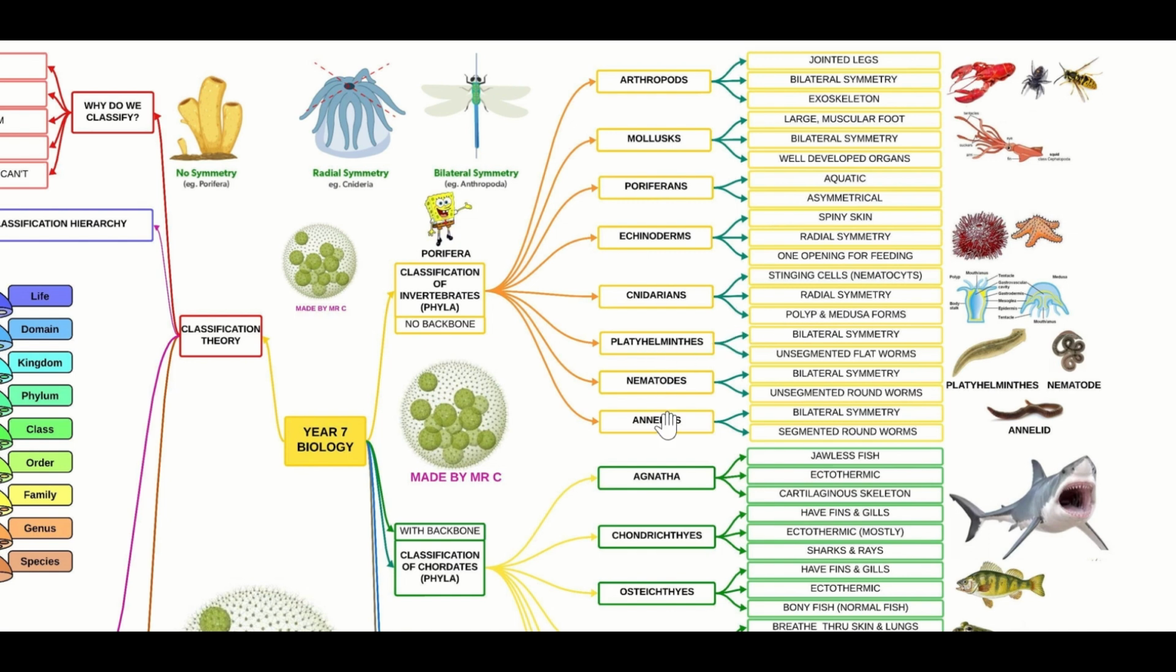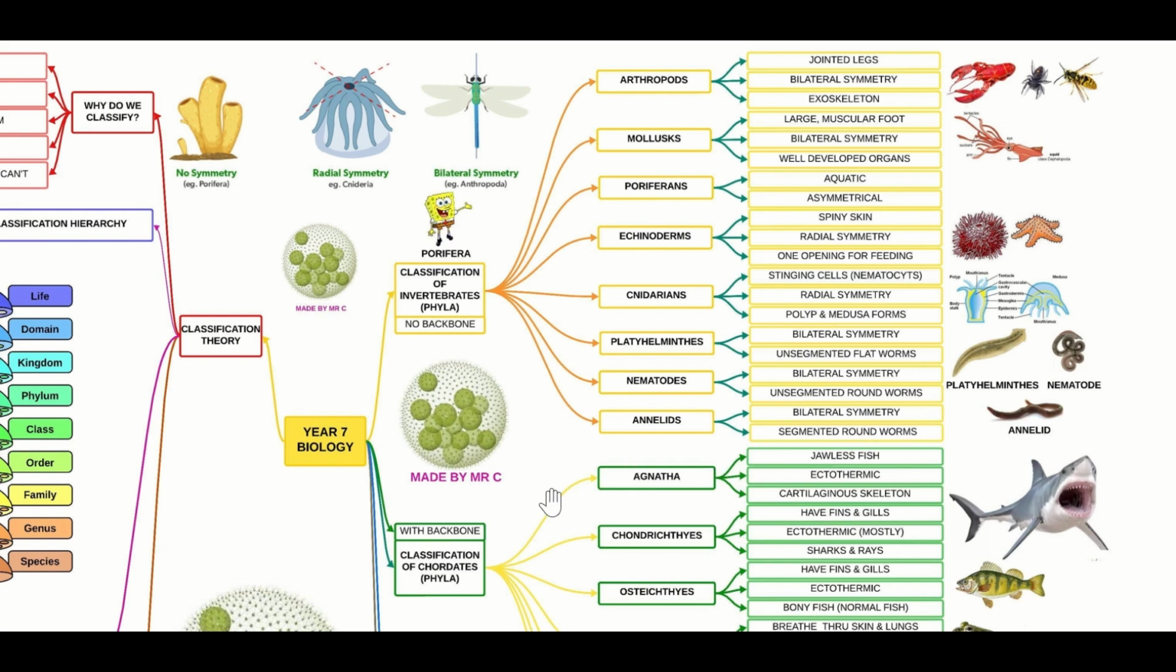Then we've got three types of worms. The first type of worm is platyhelminthes. It has bilateral symmetry, and it's an unsegmented flatworm. Then we've got nematodes, once again bilateral symmetry, and it's an unsegmented roundworm. And then last of all, we've got annelids, which are bilaterally symmetrical, and they're segmented roundworms like this earthworm here.